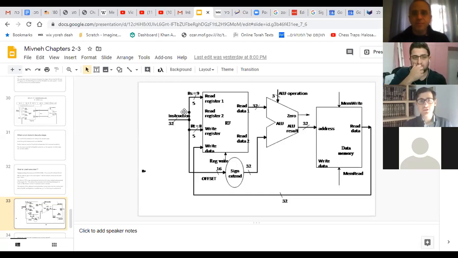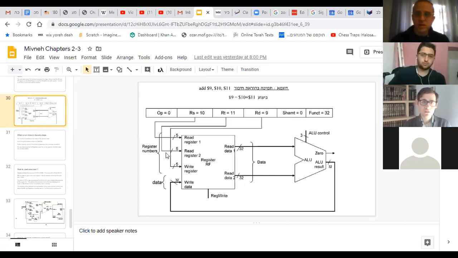This is essentially where all the operations are done. The controller just tells which wires to light up. But this is one, theoretically. Maybe there's more. Yes, this diagram and this diagram are the same.